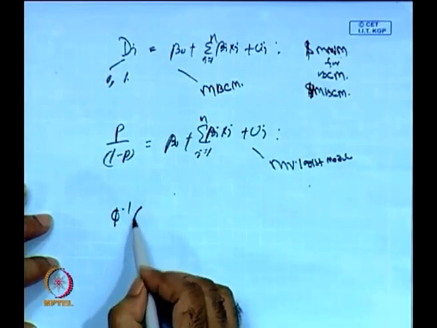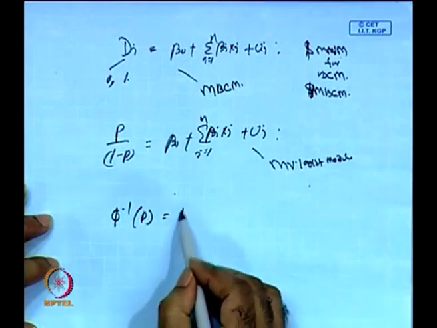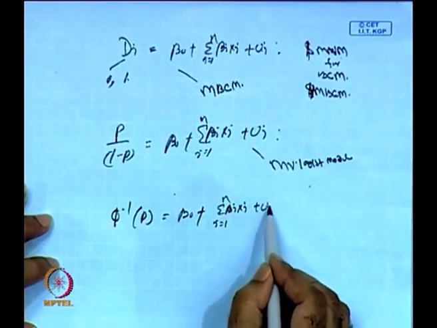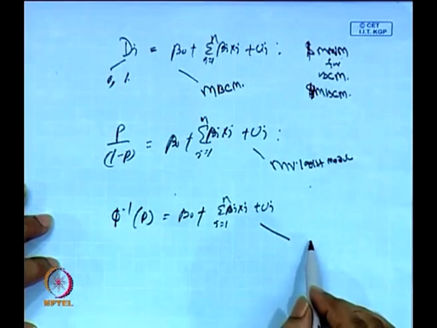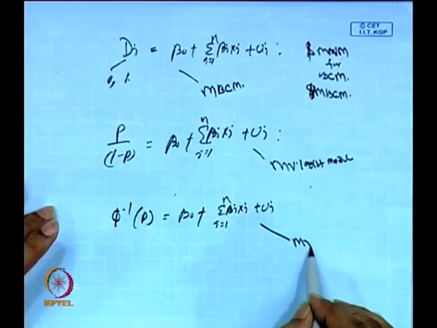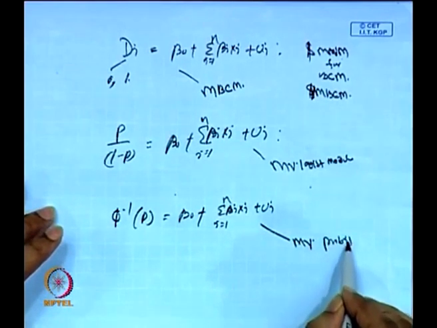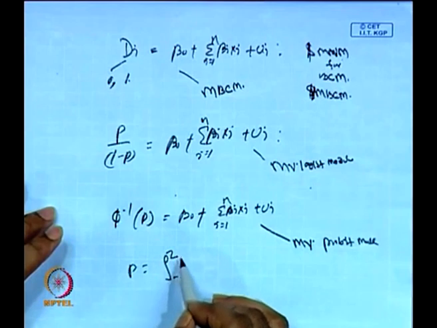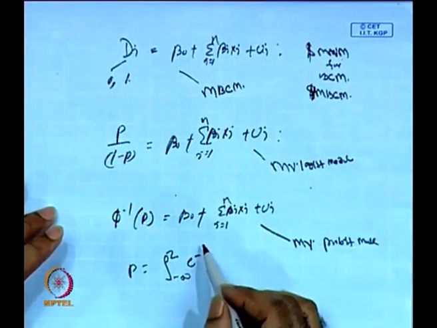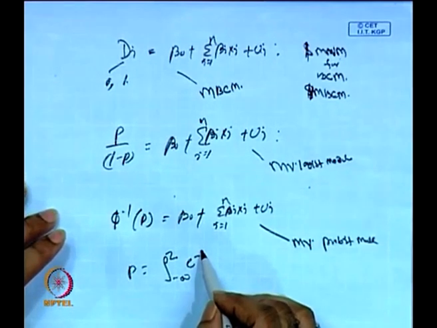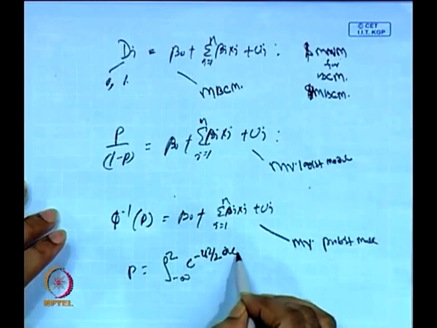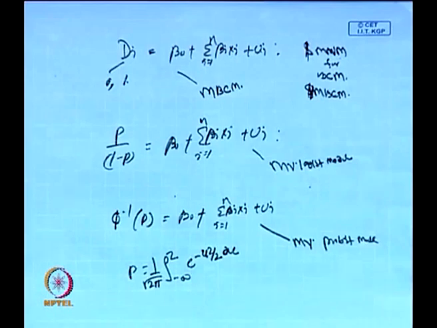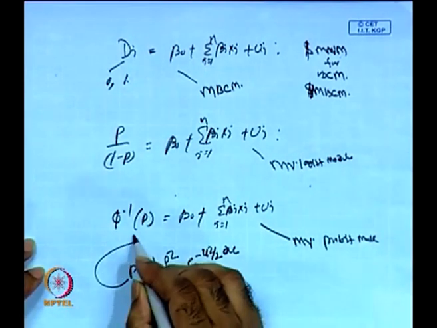Similarly, what you will do? You will put this particular format, z equal to beta 0 plus summation beta i x i, i equal to 1 to n, plus u i. It is called a multivariate PROBIT model, where p equals the integral from minus infinity to z of e to the power minus u square by 2 du. Obviously, 1 by square root of 2 pi is here. So, this is the normal distribution function.